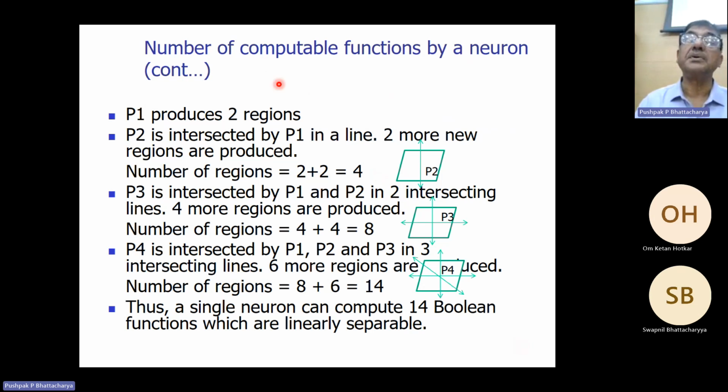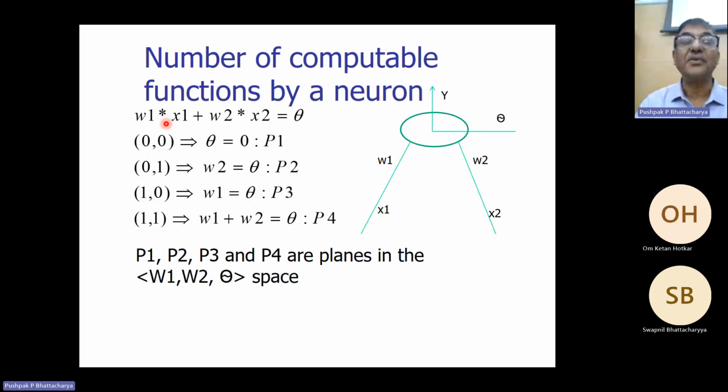Now let us count the number of functions which can be produced by the neuron. You have to note this very carefully. We begin to produce regions by bringing in one plane after another. If you are working on something else in the class, or talking, please stop and pay attention to this very point. Maybe close your laptop. We have seen that there are 4 hyperplanes in the three-dimensional space, P1, P2, P3, P4, obtained by plugging in x1 and x2 values.